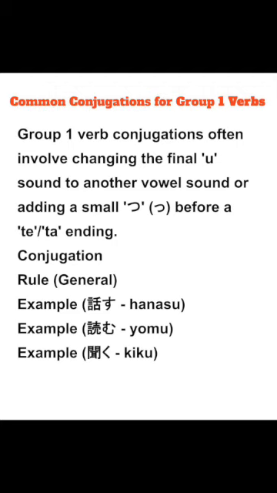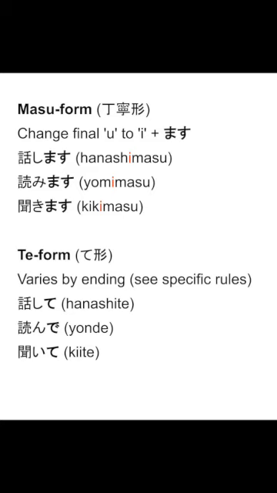Common conjugations for Group 1 verbs. Group 1 verb conjugations often involve changing the final u sound to another vowel sound or adding a small tsu before a te or ta ending. Conjugation, rule, general example: hanasu, yomu, kiku. Masu form: change final u to i plus masu. Hanashimasu, yomimasu, kikimasu.